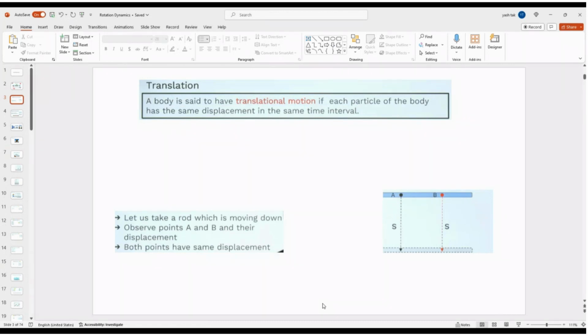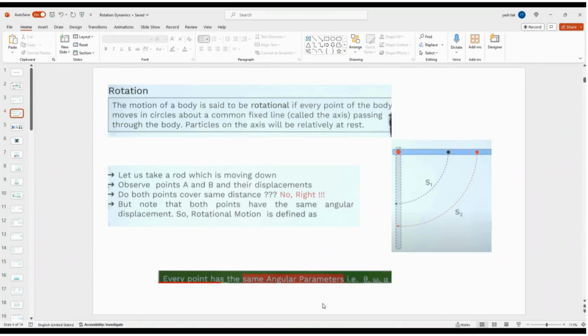In translation, each particle of the body has the same displacement. In rotation motion, each particle is in circular motion. So let's say particle A is moving in a circle. If you take another particle B, that is also moving in a circle. That is basically a rotation motion, the more standard definition.